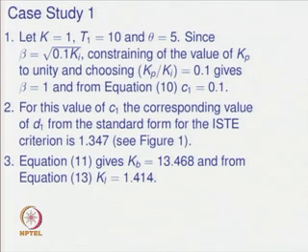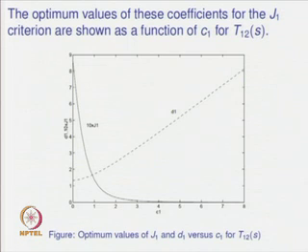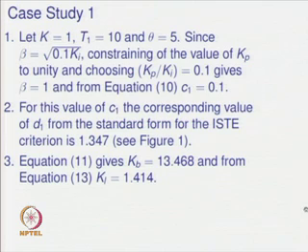Now, for this value of C1, the corresponding value of D1 from the figure, which figure? From the standard form figure. So, when C1 equal to 0.1, we get the optimum value of D1 as 1.347. Okay. So, D1 is equal to 1.347.